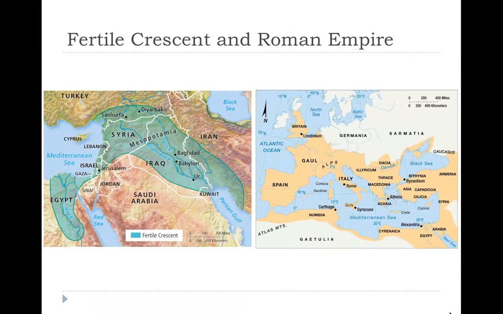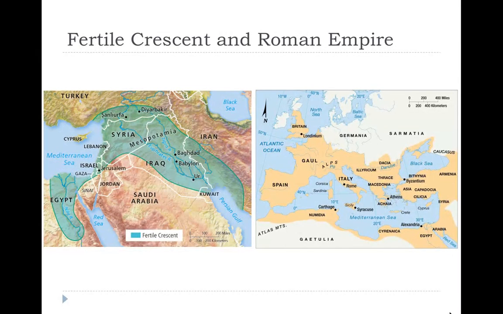So here's your Fertile Crescent region there on the left. That's Mesopotamia between the Tigris and Euphrates, stretching all the way to the Mediterranean and the Nile River there in Egypt. Lots of different small city-states. You can see Babylon, Baghdad, all of these cities kind of popped up at different times. You've got Jerusalem in there as well.